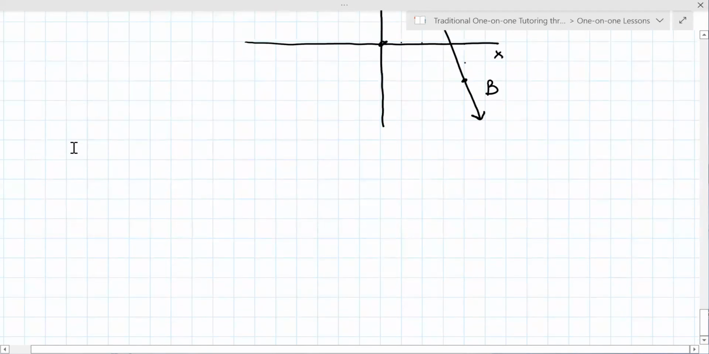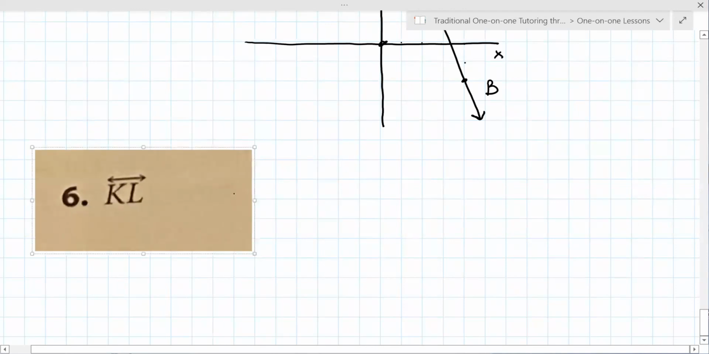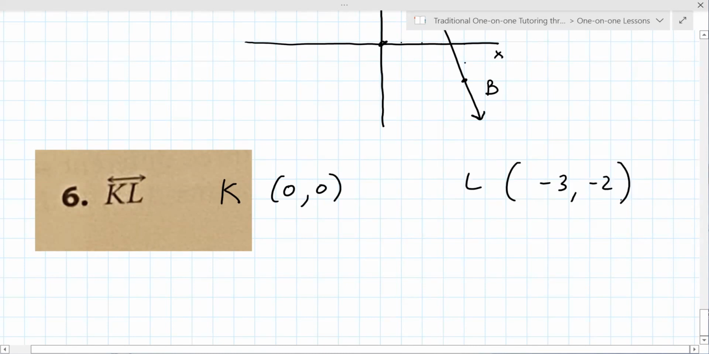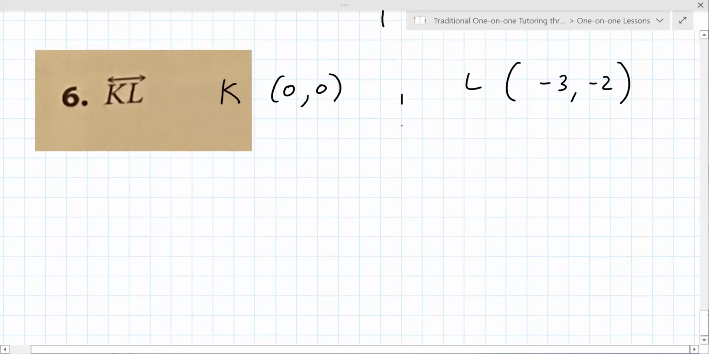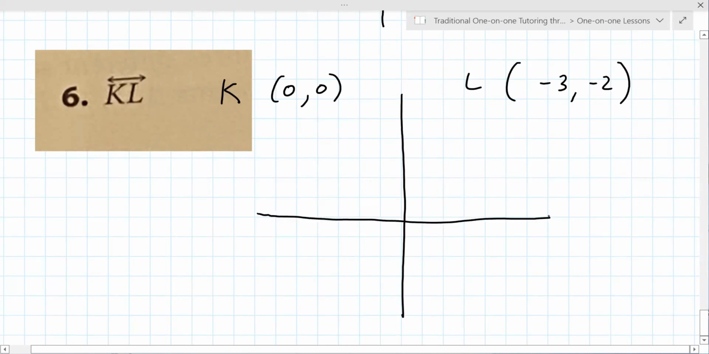Okay, so I'm going to do the same thing here. I'm going to give you points for each of these. So K will be 0, 0, and L will be -3, -2. So I want you to graph these and let me know when you're all done with that, please. Okay.